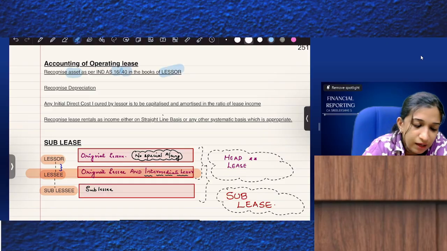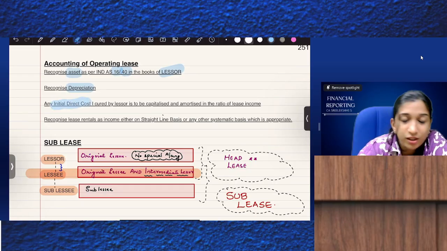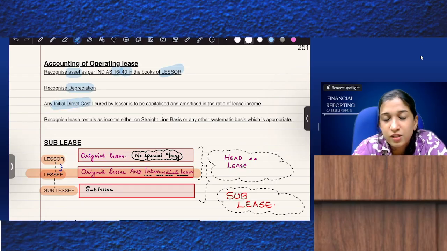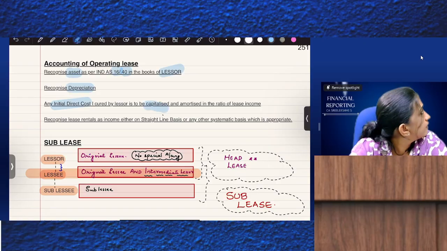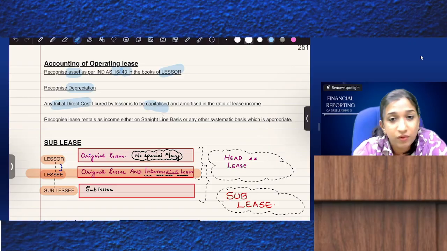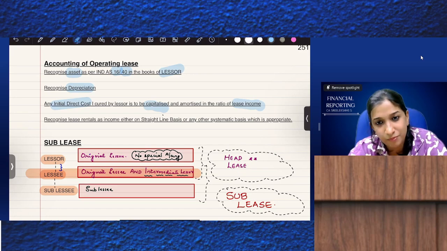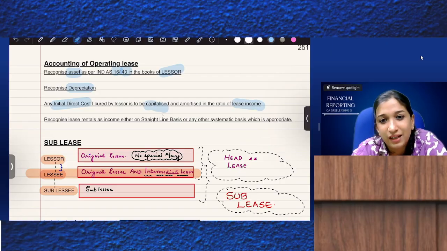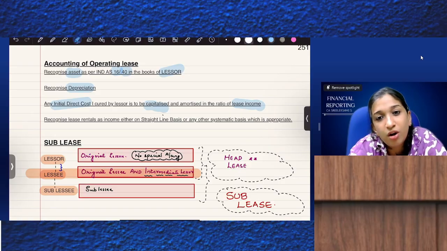Lessor will charge depreciation. Any initial direct cost incurred by the lessor, any additional expense incurred for this lease, will be capitalized and amortized in the ratio of lease income. Like IND AS 115, it is a contract acquisition cost. It cannot be written off to P&L immediately. In the contract income ratio, the same way, it will be amortized in the ratio of lease income.